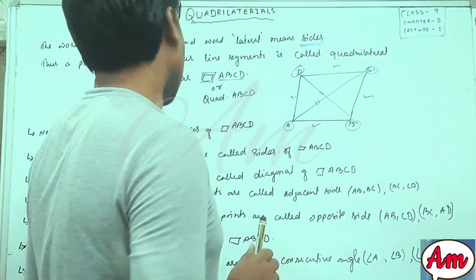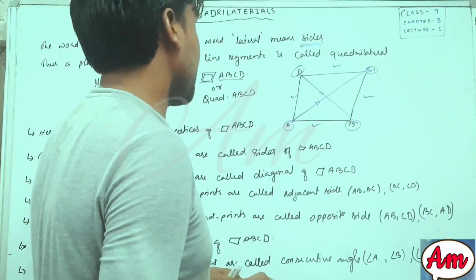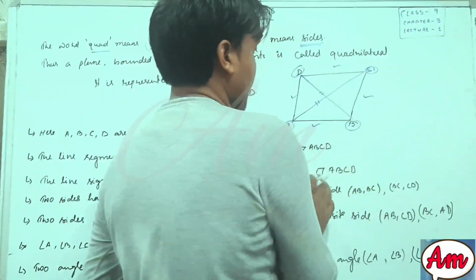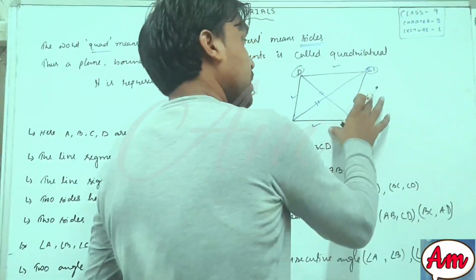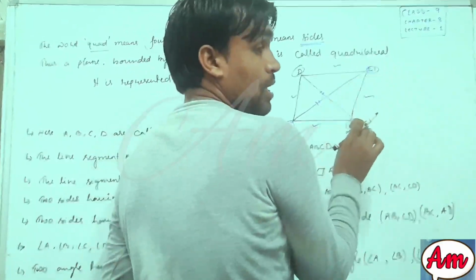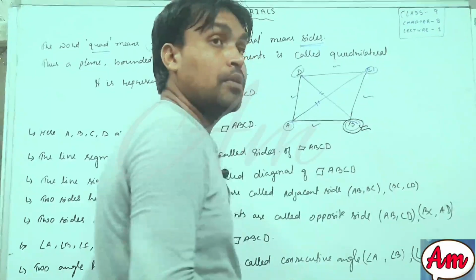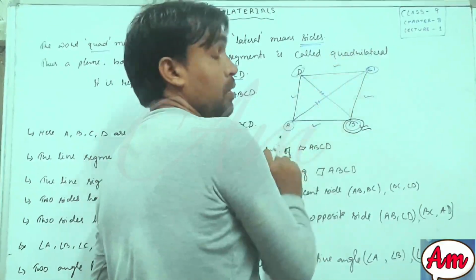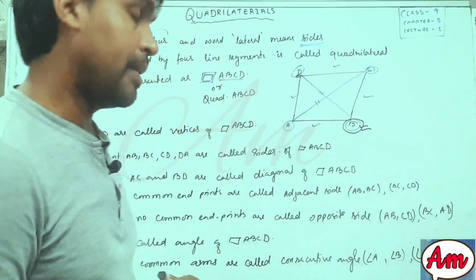The 2 sides having a common endpoint are called adjacent sides. See here, AB and BC are adjacent sides. Here B is a common point. I repeat, AB and BC are called adjacent sides. Why? In between them there is one common point, B. Similarly, AD and CD are adjacent sides, because D is the common point between them.